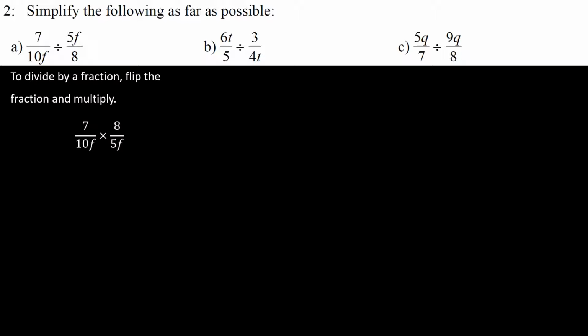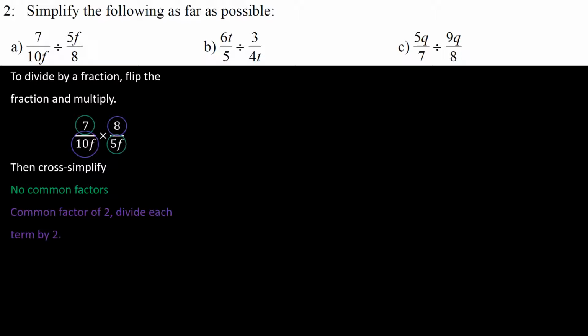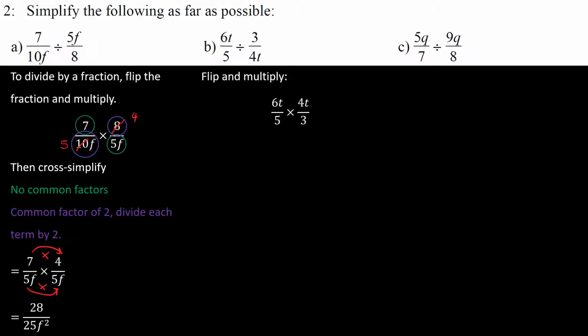Then it's just like any other multiplication that we've been doing. We check our cross simplification options. So we have 7 and 5f, no common factors. 8 and 10f have a common factor of 2. So divide each term by 2, we get 10f becomes 5f and 8 becomes 4. We're going to times the top by the top and the bottom by the bottom, which gives us 28 over 25f squared.